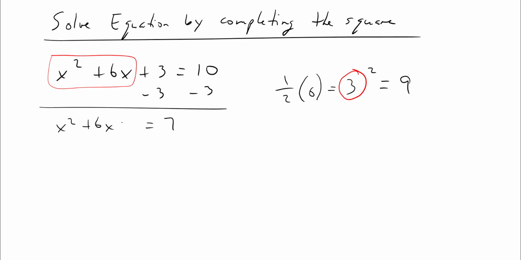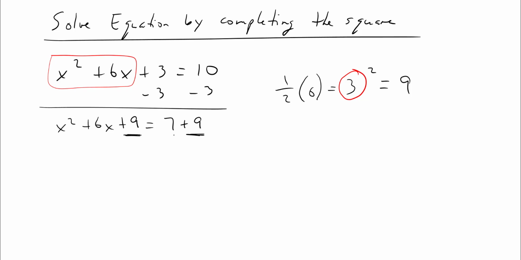Okay, it's important, because remember how we added 9 here? Well, you can't just add 9 randomly. You've got to add it to both sides so it balances out. So again, I added this 9 to both sides. I took half of that middle term, which was 3, I squared it, got 9, and then I added it to both sides.